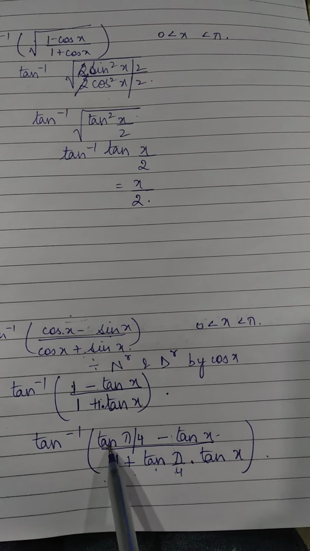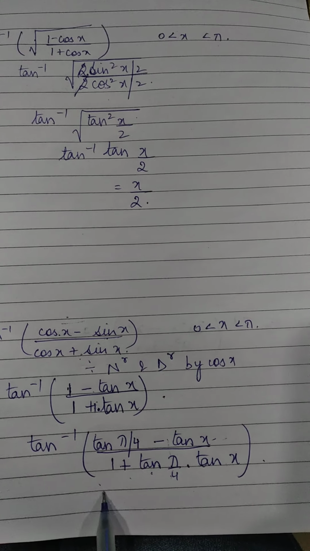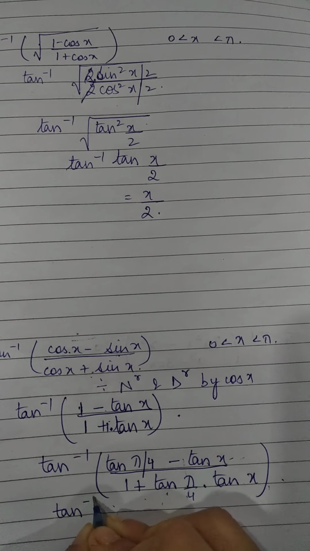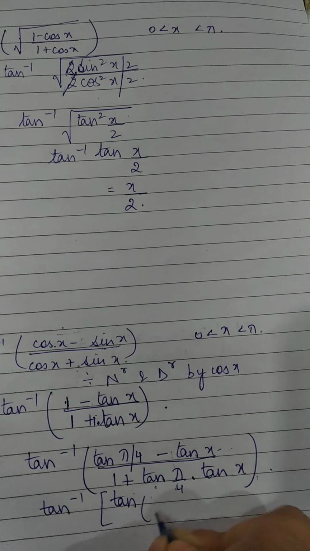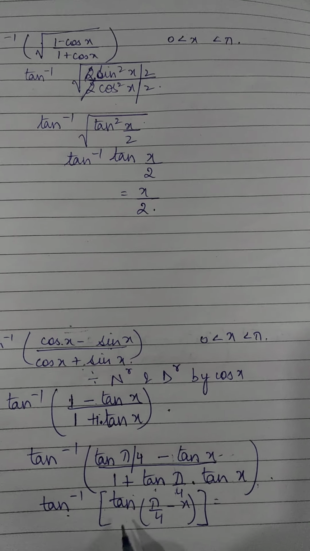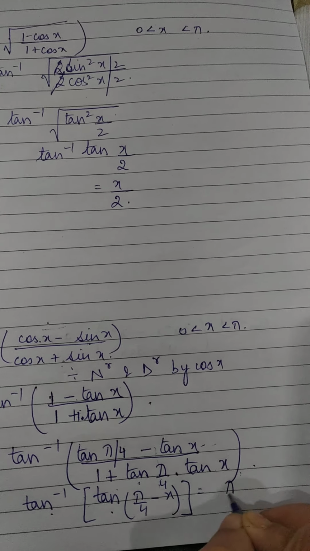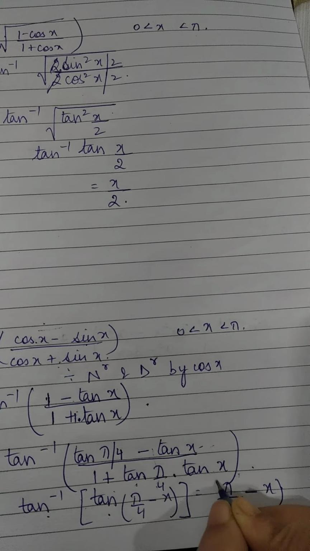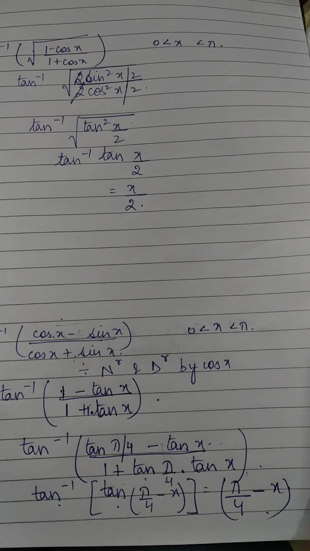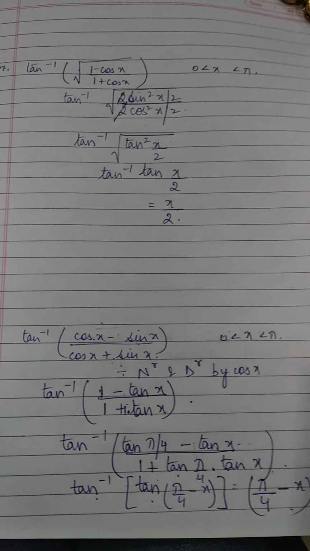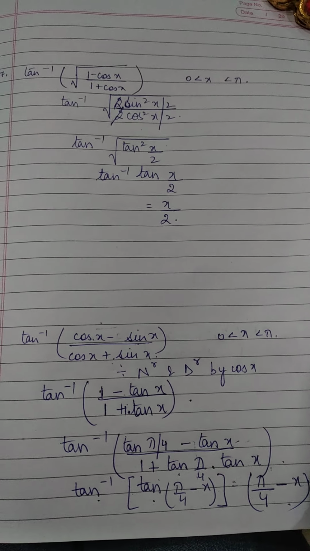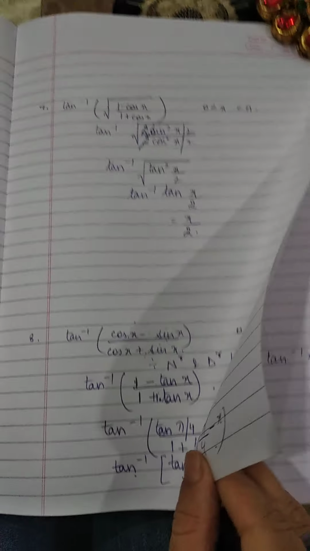Now which identity is this? Remember, tan a minus tan b upon 1 plus tan a tan b is equal to tan of a minus b. So we have tan inverse tan of pi by 4 minus x, class 11th. Right? So tan inverse tan of an angle is the angle itself. So what is the simplest form? It's pi by 4 minus x. I hope it's clear to all. Right. We move on to the next question.